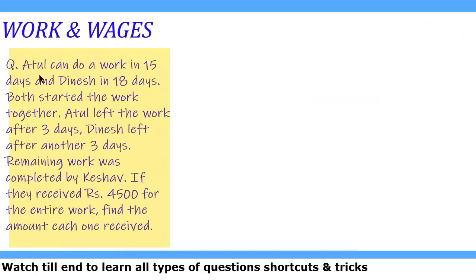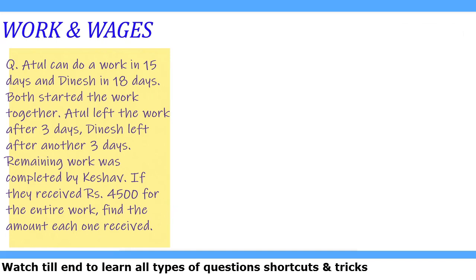Our next question is, Atul can do a work in 15 days and Dinesh in 18 days. Both started the work together. Atul left the work after 3 days. Dinesh left after another 3 days. Remaining work was completed by Keshav. If they received rupees 4500 for the entire work, find the amount each one received.